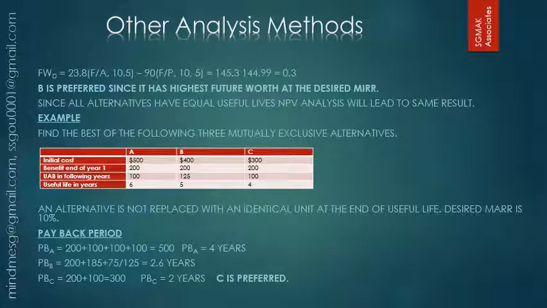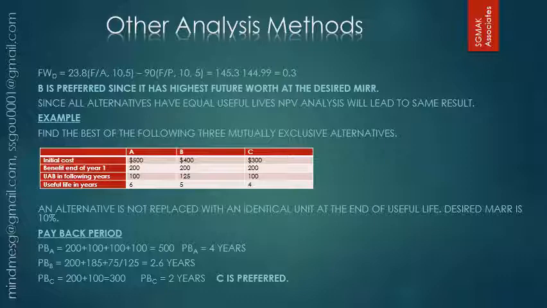Future value of D is 0.3. So again, if you look at those values now, again B is preferred since it has the highest future worth as the desired minimum attractive rate of return, MARR. Since all the alternatives have equal useful lives, NPV analysis will lead to the same result as I stated before. Let's look at another example.